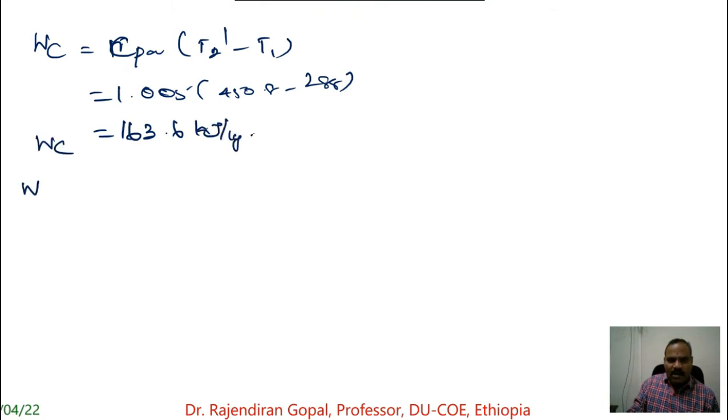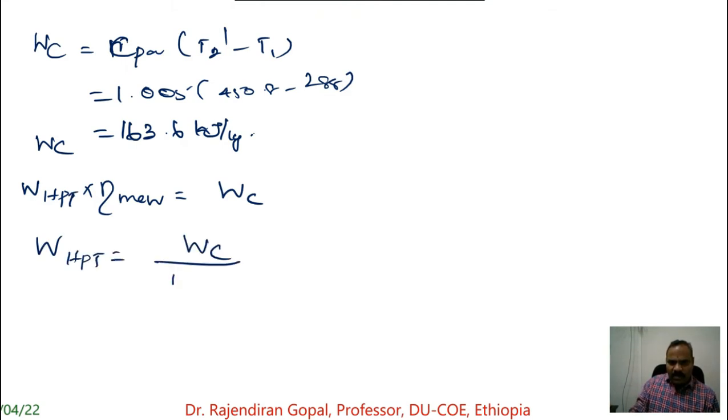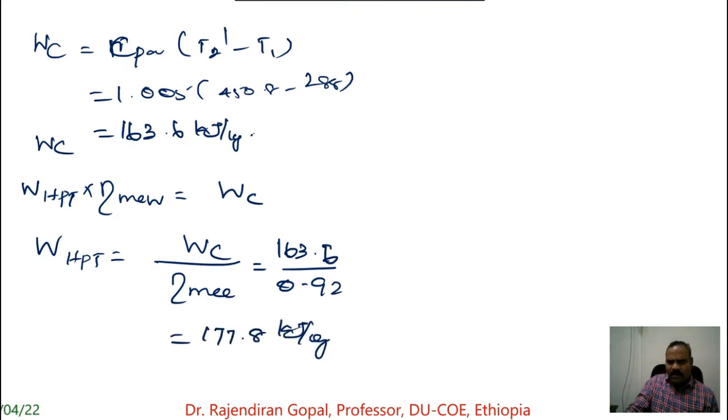Now, the work of the high pressure turbine multiplied by mechanical efficiency is equal to the work of the compressor. Then the work of the high pressure turbine is equal to the work of the compressor over mechanical efficiency. That is equal to 163.6 over 0.92. We get 177.8 kilojoule per kg of gases.